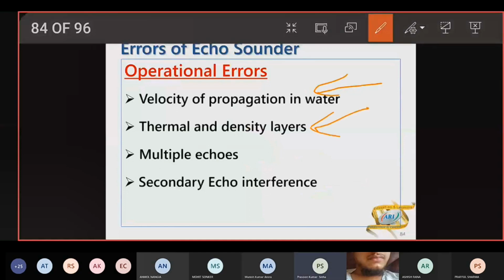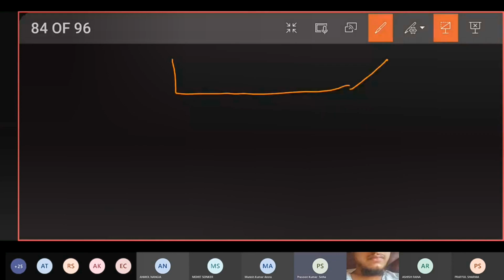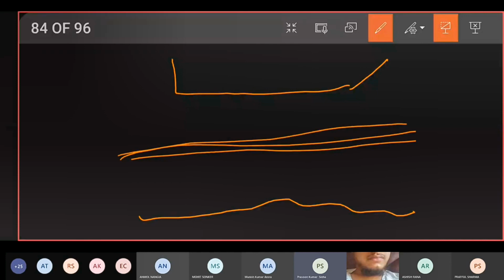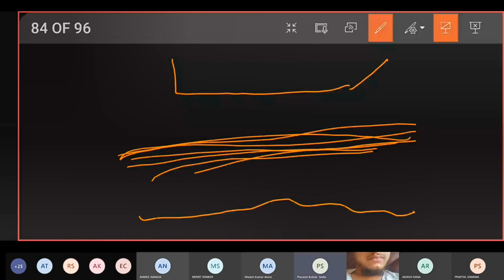Then there are thermal and density layers, which are also external to the equipment. This is not the problem of the equipment, but an external condition. Now, what is that? When we have the ship here and the seabed is here, there can be a layer of water having a different density and temperature. It is possible that the transducer is receiving some signals from the layer itself. So this will show a false kind of echo.